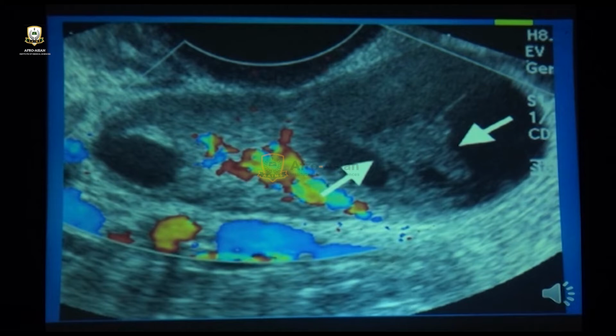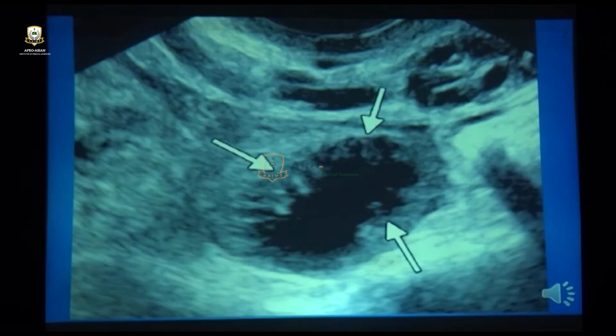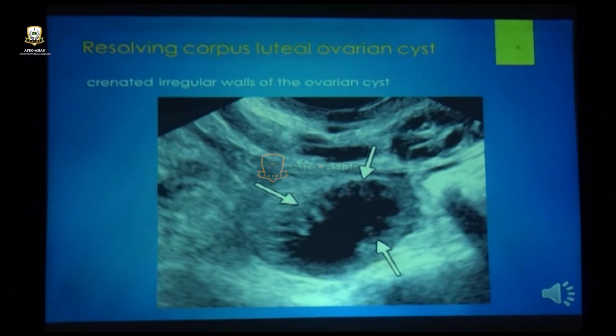This is an image of an ovary in which you can see a follicle here, and then you can see a cystic area containing some fleshy tissue inside, having concave margins but no Doppler blood flow within that. This is typical of a hemorrhagic cyst with a clot. Complex cystic mass with solid area within the cystic mass having concave margins. This is an ovarian cystic mass which is actually a corpus luteum, a resolving corpus luteum with crenated irregular margins.